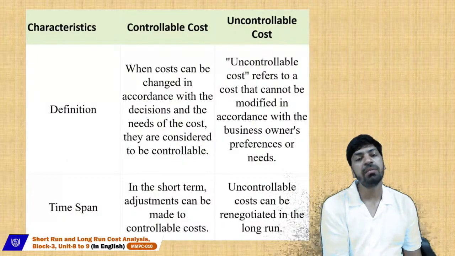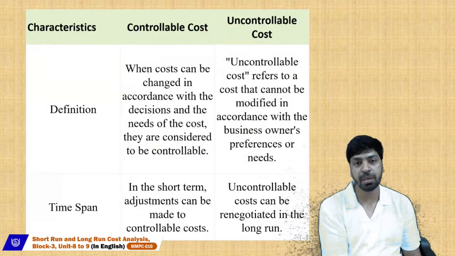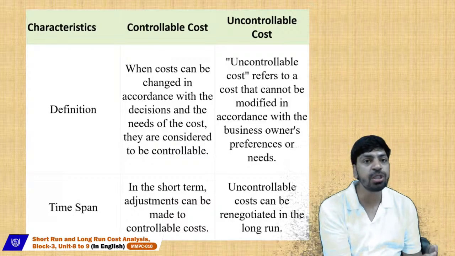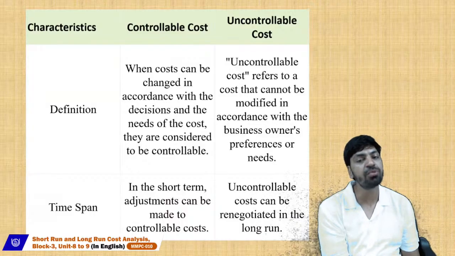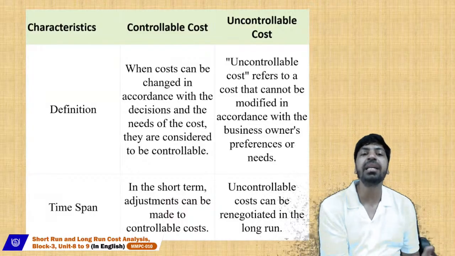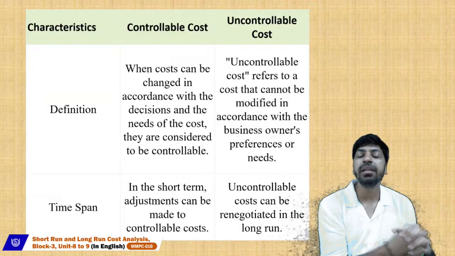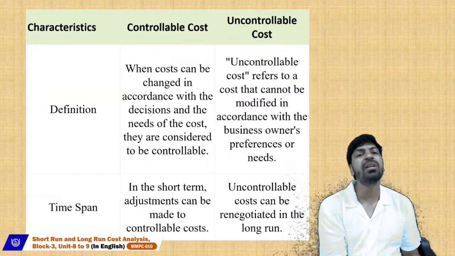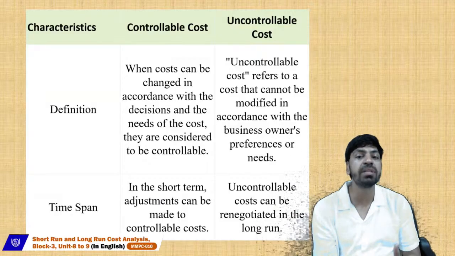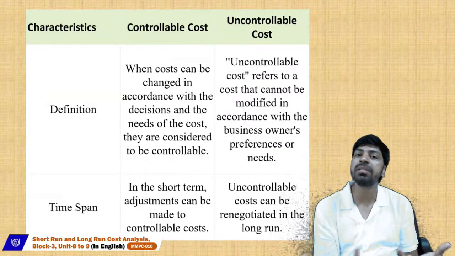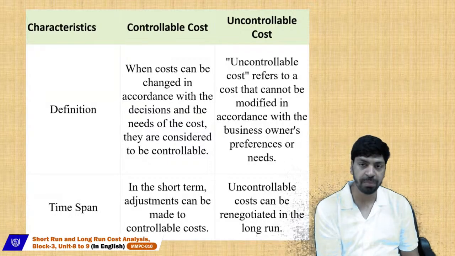So the next important part is the two main costs, controllable and uncontrollable cost. When we talk about the definition, controllable costs are those costs which could be changed according to the decisions and the need of the business. Such costs are considered controllable cost. Uncontrollable costs are those costs which cannot be modified according to the business decision or according to the need of the situation or the business owner's preferences or needs. That type of cost becomes the uncontrollable cost.